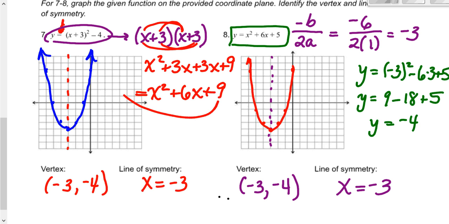Then if you look to this equation, there's also a -4. So x squared plus 6x plus 9 minus 4, that's what we had over here. So they're actually the same parabola. They just had different versions of their equation.